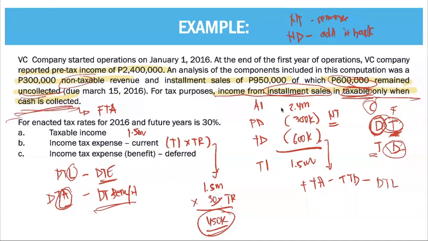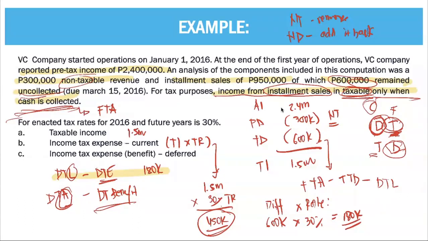How do we compute again? The difference, you multiply it by the rate. So what is the amount of our difference? 600,000. What is the amount of our rate? Our rate is 30%. Then how much is the deferred tax expense or deferred tax benefit? We have 180,000 pesos. So 180,000 deferred tax expense because we have a deferred tax liability.